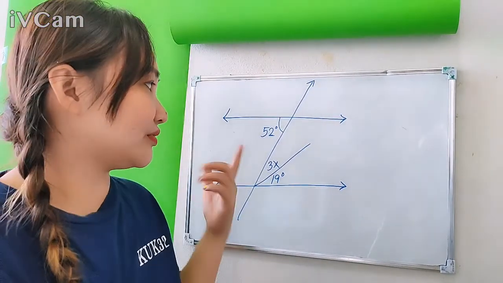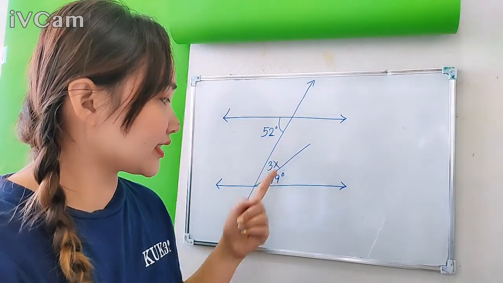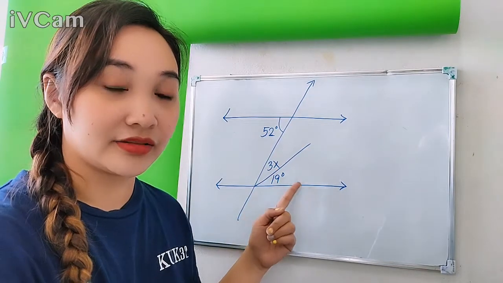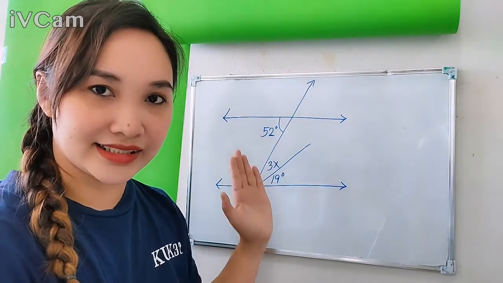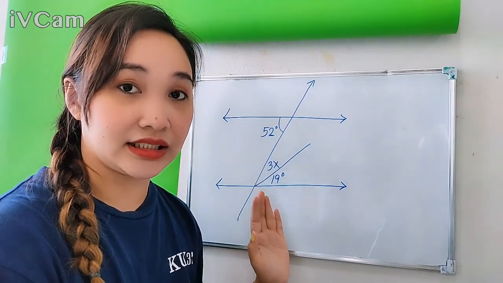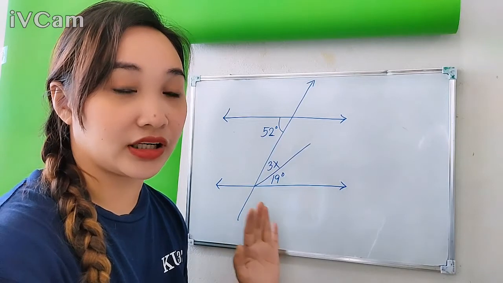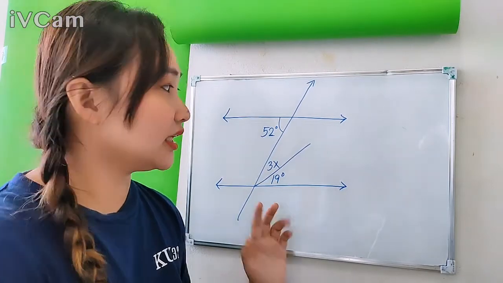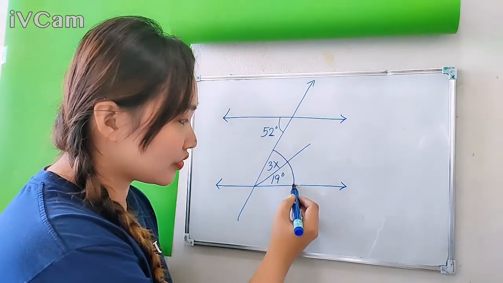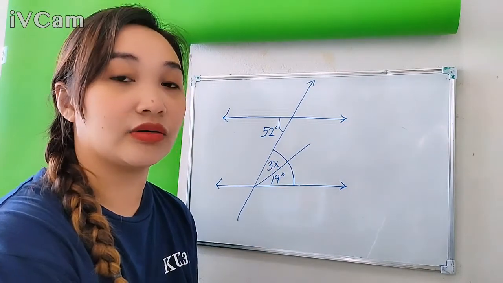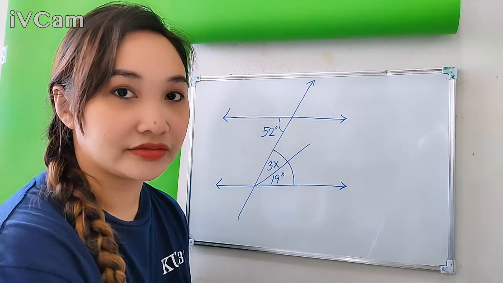We have given 52 degrees, and we have 3x and 19 degrees. Now try to observe what angle this is. What type of angle is this? It's very good, alternate interior angle. So we need to say that this angle here is equal to this angle. Now let's try to find the value of x.